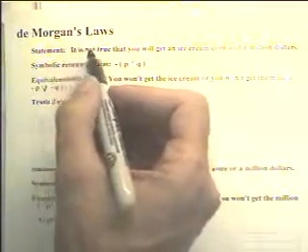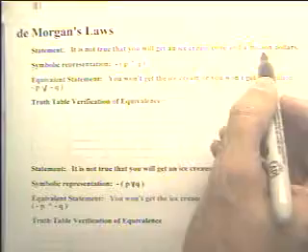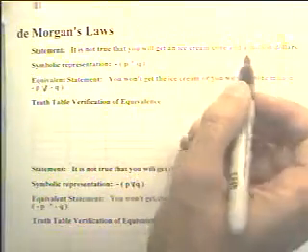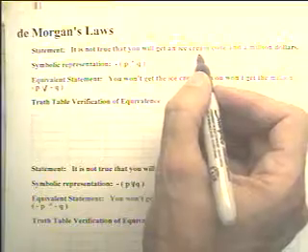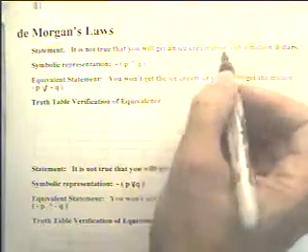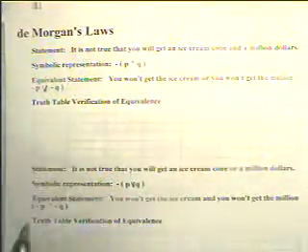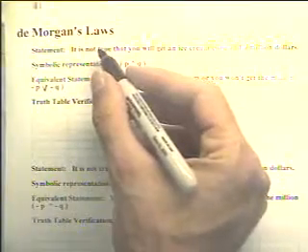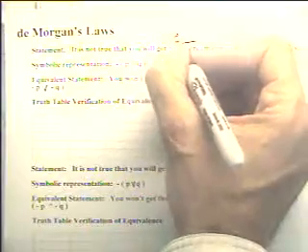Now, if it's not true that you get an ice cream cone and $1 million, then what can you say? Well, for that not to be true, you've got to get no ice cream cone or you get no $1 million. Of course, you don't get either. That's just fine. That makes the statement untrue. So the symbolic representation of this statement is not (P and Q), where P is you get an ice cream cone and Q is you get $1 million.